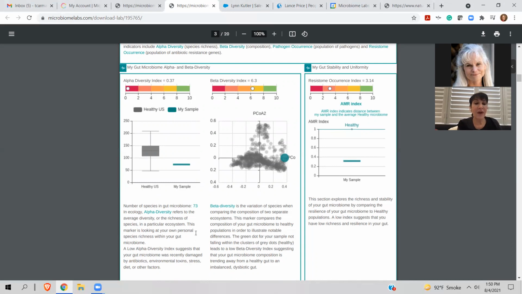And then the beta diversity is saying that the gut microbiome composition is trending away from a healthy gut, and is imbalanced and dysbiotic. So we would see that if it doesn't have good gut bugs, it's going to have a negative environment. And then the resistome. Yeah, and this is the one saying the community is not getting along. They're fighting instead of having a good time.